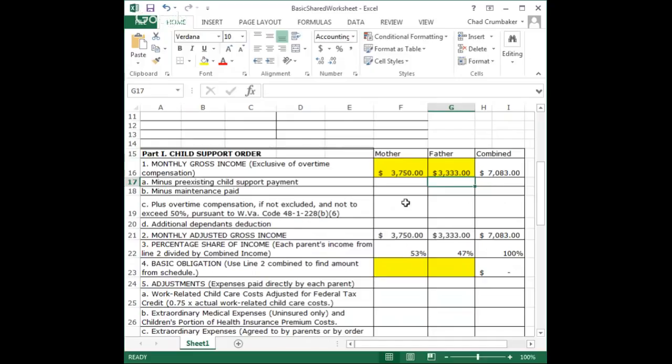If it is, you only really get 50%. You only calculate 50% of the overtime compensation into it. But anyway, none of those are there. Additional dependence deduction, there's all those numbers. We don't need to input any of them. So our monthly adjusted gross income is the same.